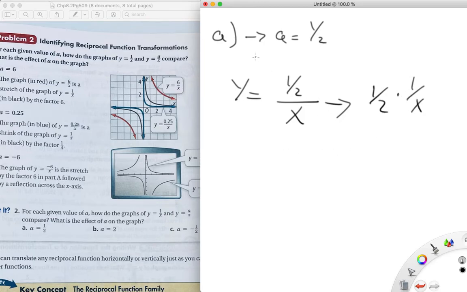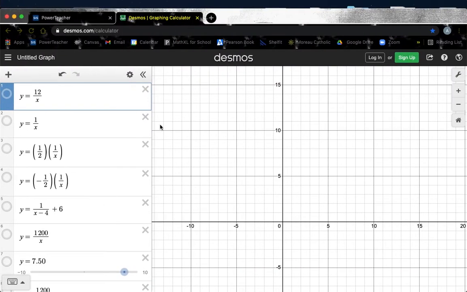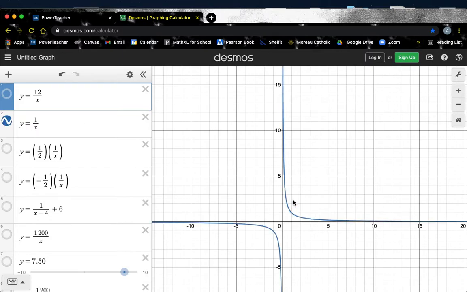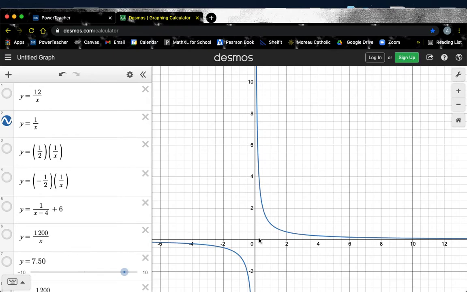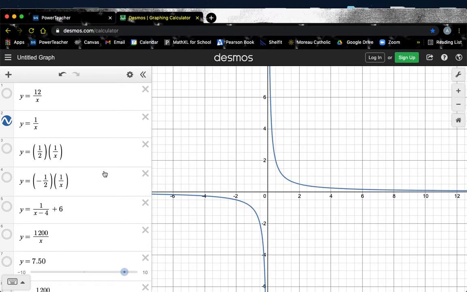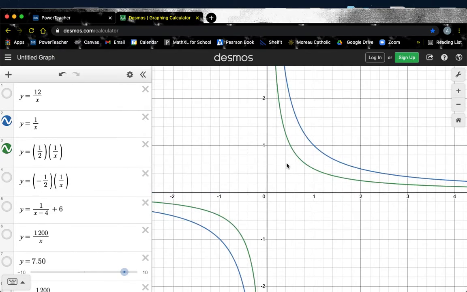All right. The parent graph is y equals 1 over x. If we were to graph y equals 1 over x, it would look like this. And this is what happens when we have a. In this case, a is 1 here, but let's have a equal to 1/2. Let's look at what happens. It shrinks. It compresses a little bit. It goes down.